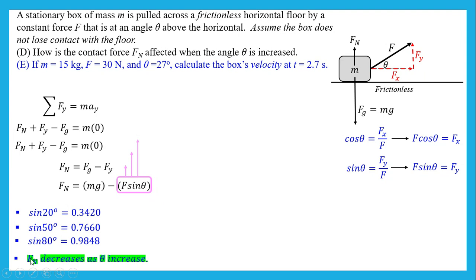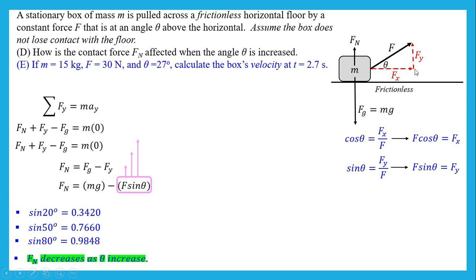So here I have the statement. It says f of n decreases as theta increases. In this particular diagram here, hopefully this is making sense to you. I have one vector pointing down, which is constant. The weight of the object cannot change in a given problem. So it's just mass times gravity.